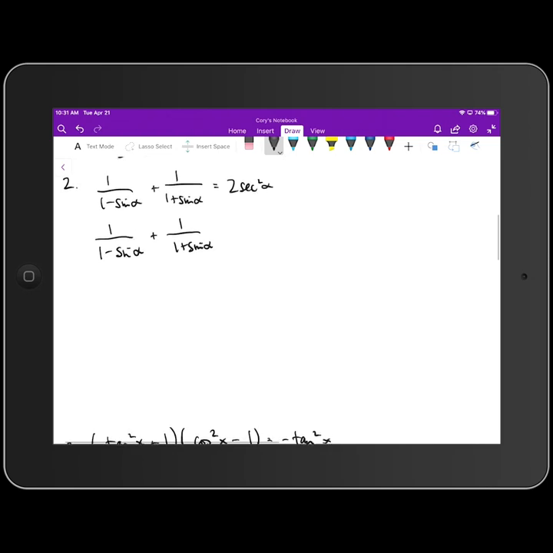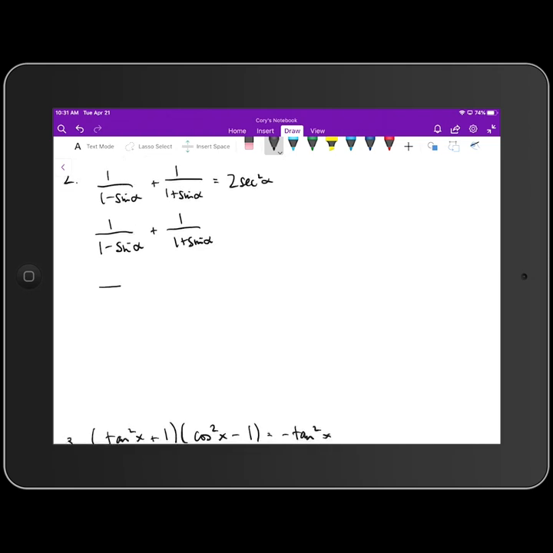If I want to combine into a single fraction, I need a common denominator. For me to get that first fraction written with that denominator, I have to multiply the top and bottom by 1 plus sine. So that's going to become 1 plus the sine of alpha. Plus, for me to get that second fraction with the common denominator, I have to multiply the top and bottom by 1 minus sine.